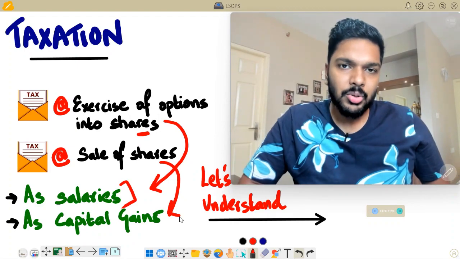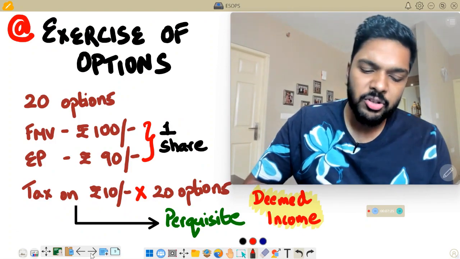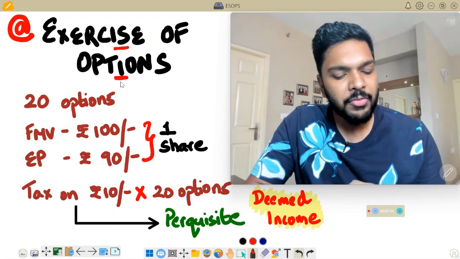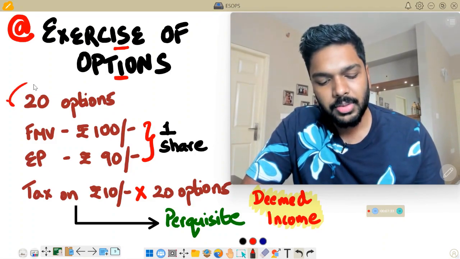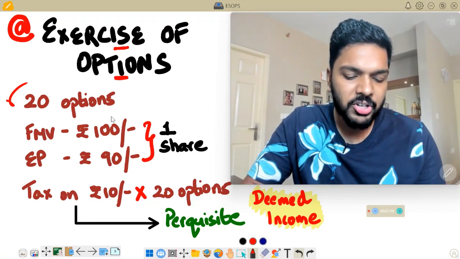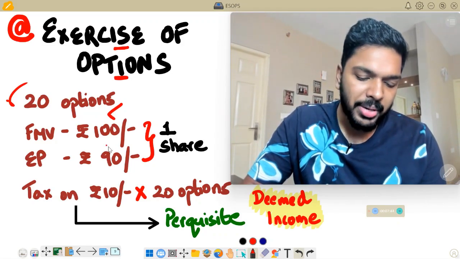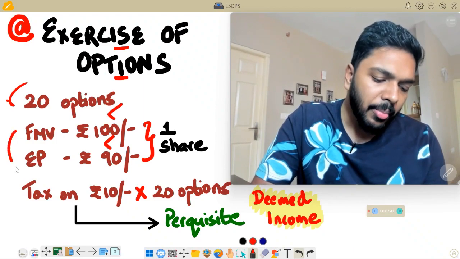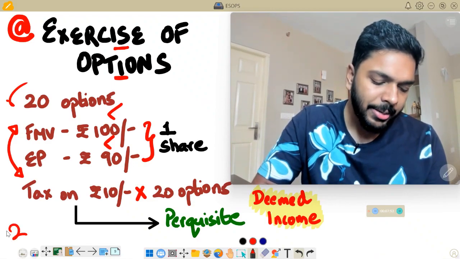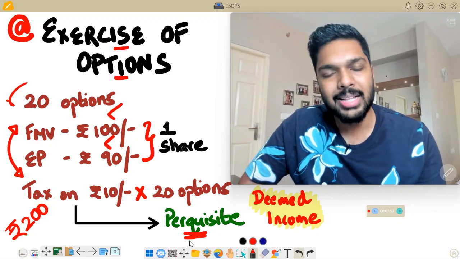To understand these two situations in depth, let's try to take the help of examples. So the first scenario is when you're exercising options, that is, you're giving up options and getting shares of the company. Say you have 20 options in your hand. You're working for the company, and the fair market value of one share of the company is rupees 100. You get the privilege of exercising at a price of rupees 90. The difference between fair market value and the exercise price, that rupees 10 difference, multiplied by the number of options you have. So basically, 200 rupees is your deemed income, taxable as perquisite in your hands under the head salaries.